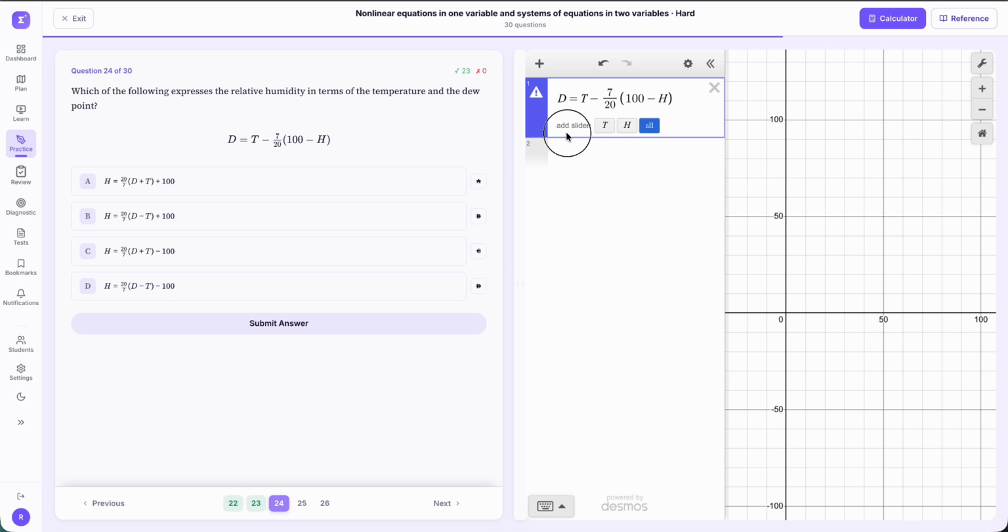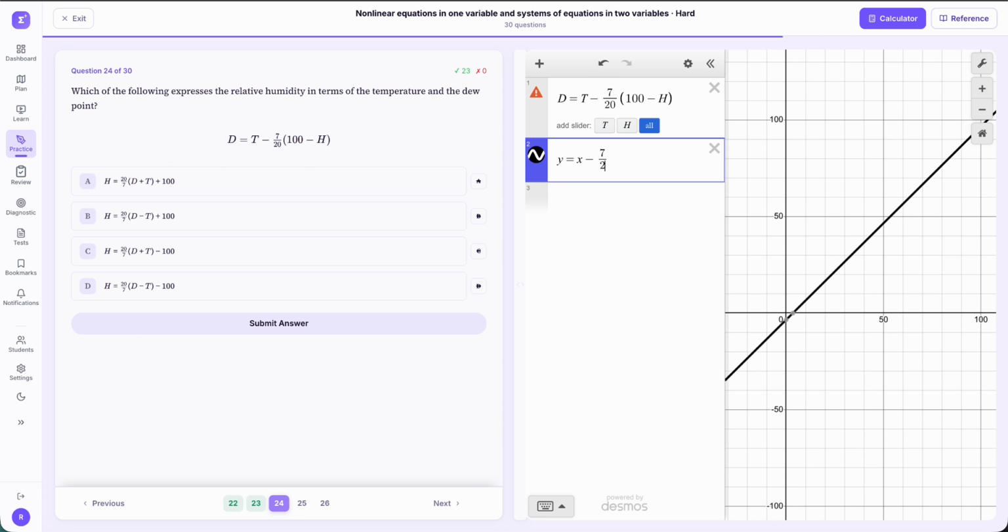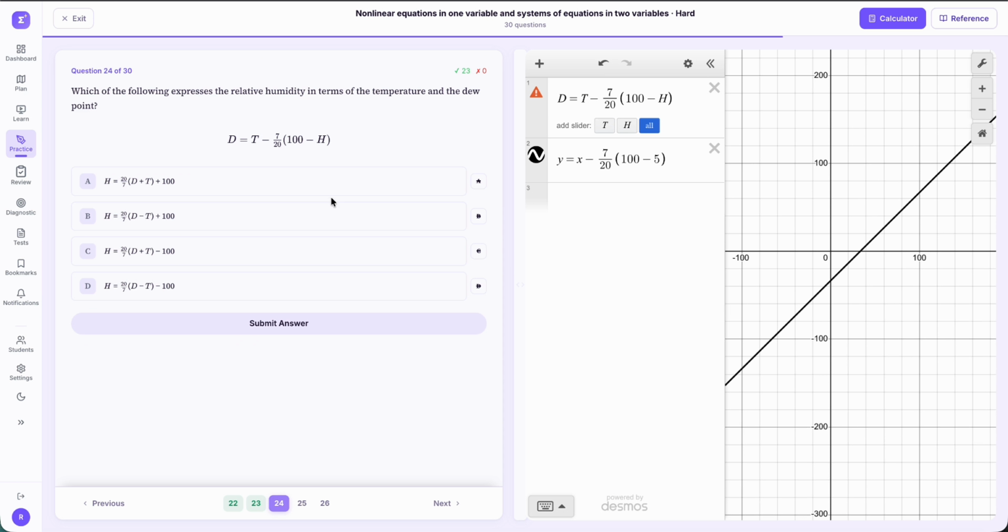So here's what I would do instead. If you type that in, obviously Desmos won't draw anything. But it will draw it if we replace the variables with x and y and numbers. So I'm going to say d is y, t is x, and for h, I'm just going to make up a number. I'm going to go with 5. Now I have a line. One of these is going to be the same exact line when I make the appropriate substitutions.